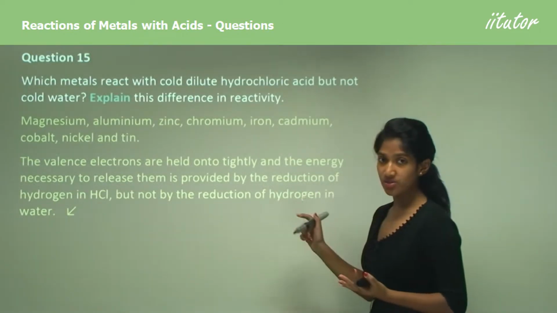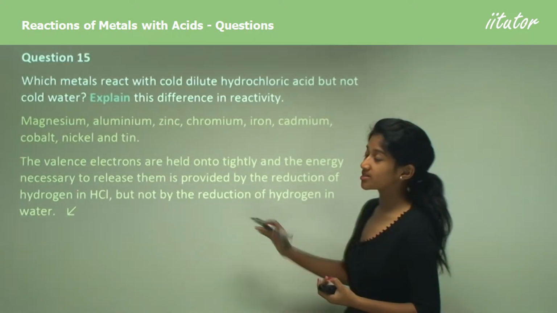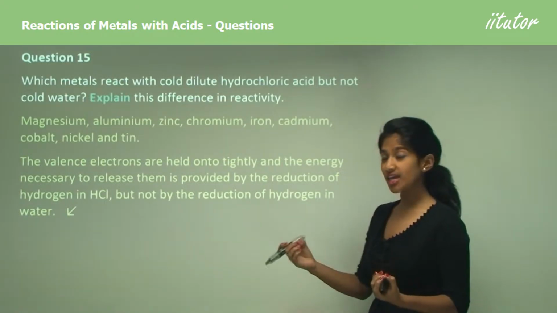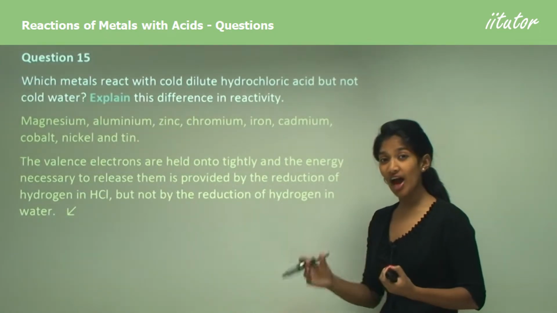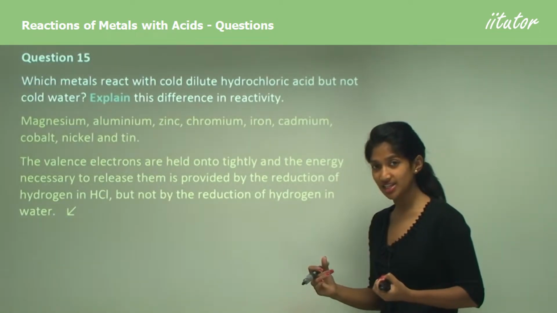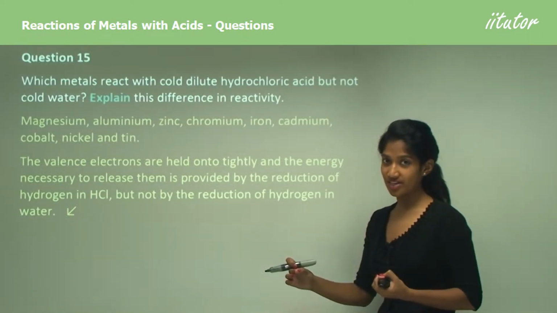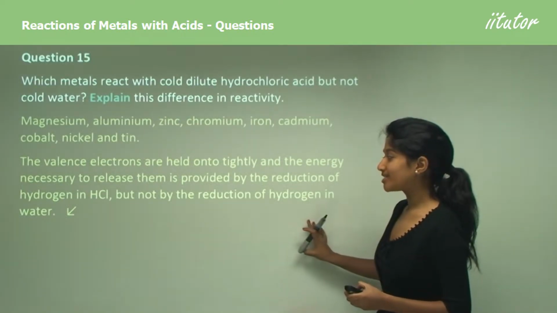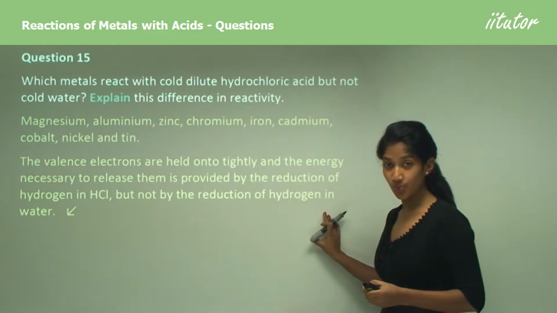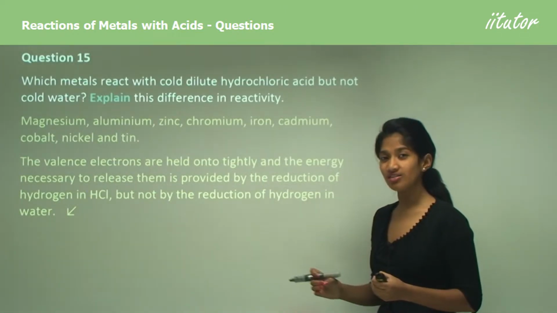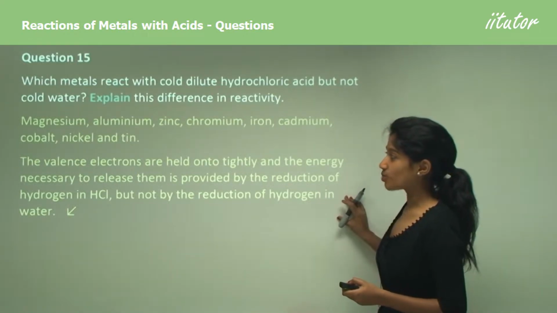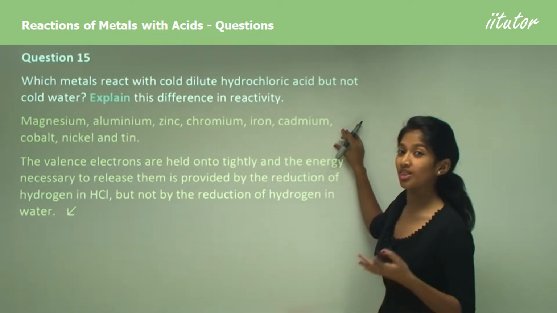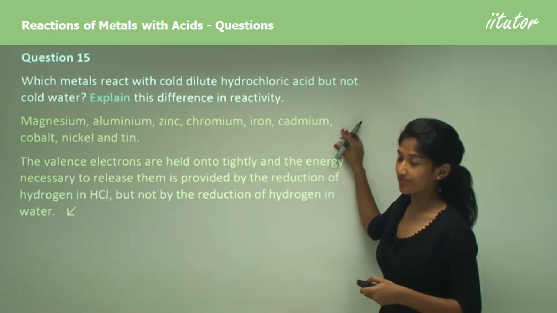Now this is the chemistry behind it. So what happens is the valence electrons in these metals are tightly held, but with the reduction of the hydrogen in the hydrochloric acid, that energy is being provided by that reaction. But the reduction of hydrogen in water, that energy is not sufficient to release these valence electrons. So that's why these metals react with acid but not water.